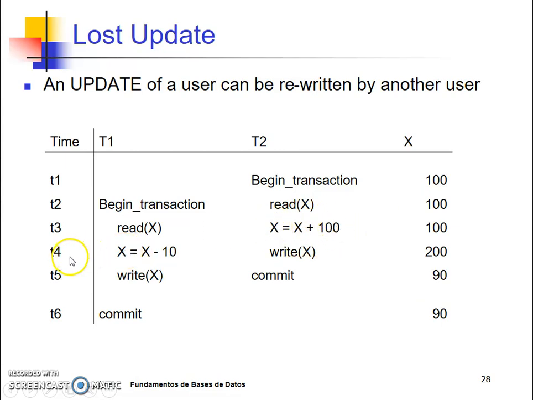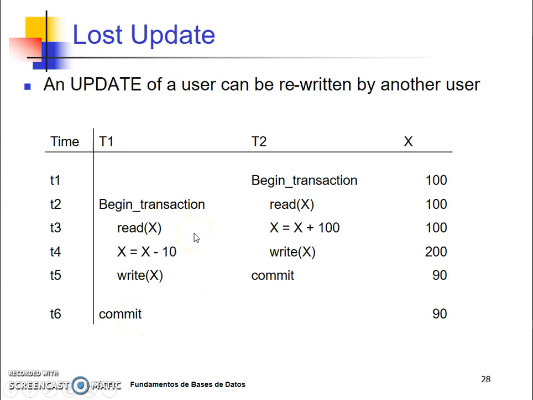And transaction 4 changes the value of X. It read 100 minus 10 is going to be 90. But then this transaction is going to change the value. This transaction already read 100 plus 100, so it is going to write 200 to the database. But the first transaction has the value of 90, so it is going to come and write 90. Then the transaction commits, and when it commits, it completes, and then the second transaction changes.